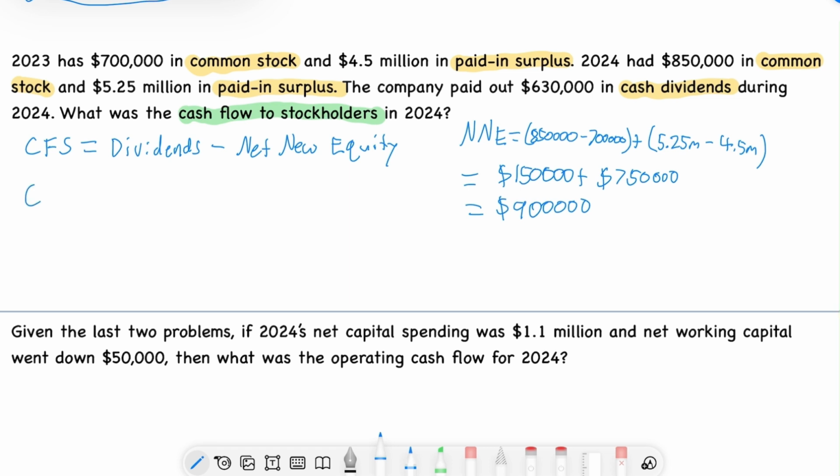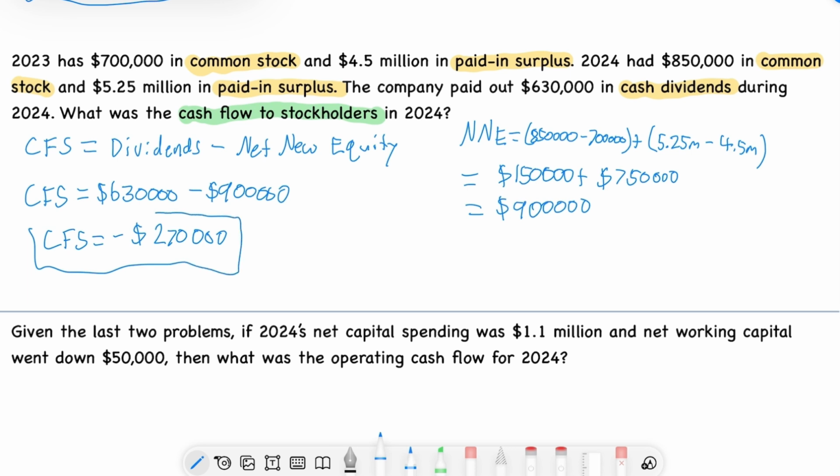If we put those into our equation, we have dividends of $630,000 minus $900,000. And that's going to give us a cash flow to stockholders of negative $270,000. A negative cash flow to stockholders means that we raised more money from stockholders investing in us than we did paying our stockholders in dividends. And this is our final answer right here.